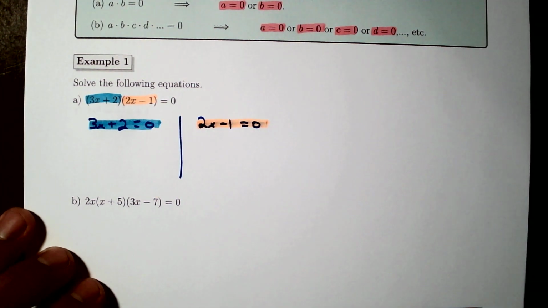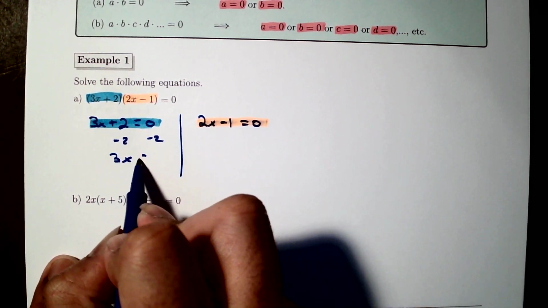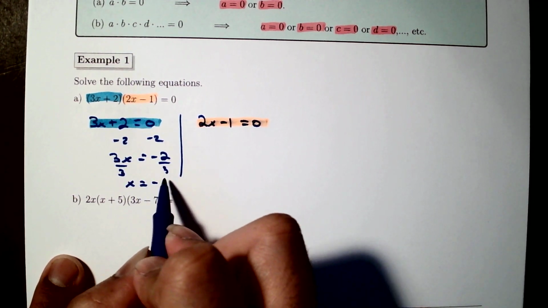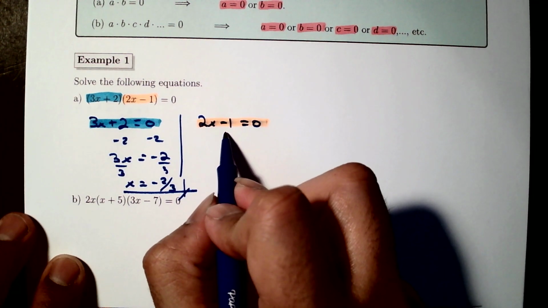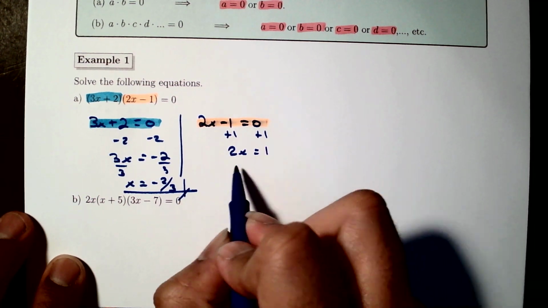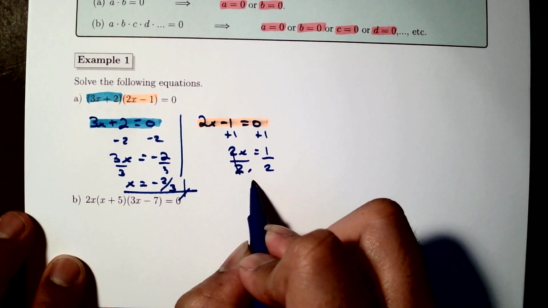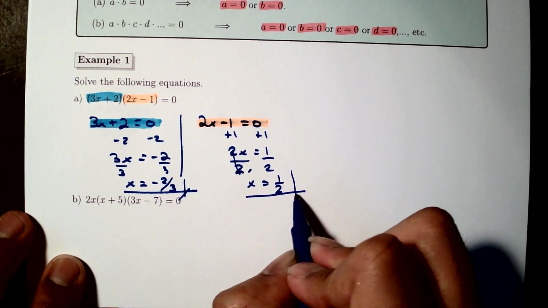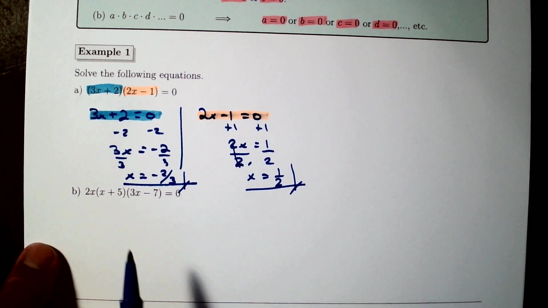And solve the baby equation. Subtract 2 from both sides to get 3x equals negative 2, and divide both sides by 3 to get x equals negative 2/3. So that's one solution. We're done with one. And then over here, add 1 to both sides to get 2x equals 1, and divide by 2 on both sides to get x equals 1/2. So two solutions in this case. Let's look at letter B.